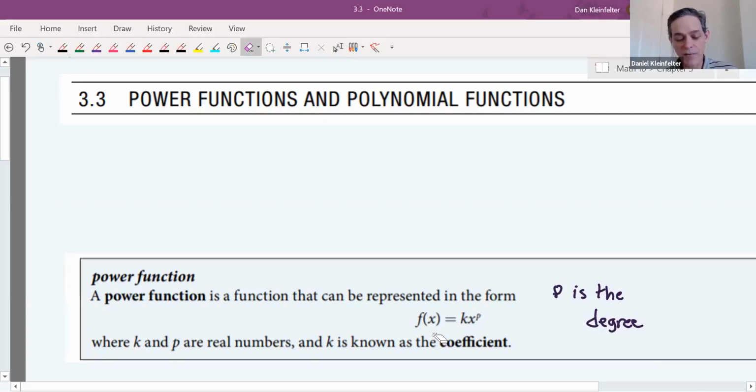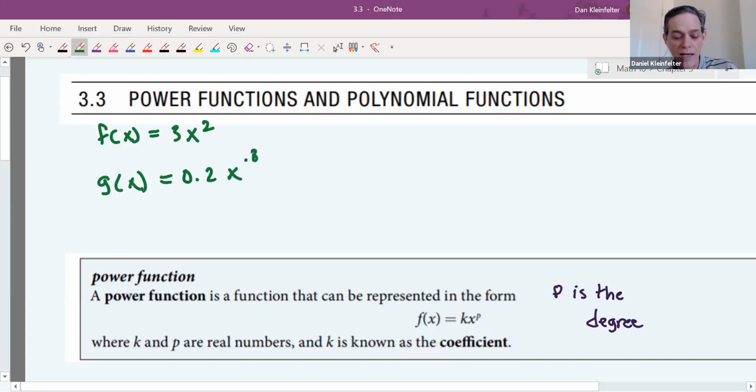It's a function that can be represented as f of x equal to k times x raised to the p power, where k and p are real numbers, and k is known as the coefficient. p is known as the degree. So some examples of power functions would be f of x equals 3x squared, or g of x equals 0.2x to the 0.8 power.